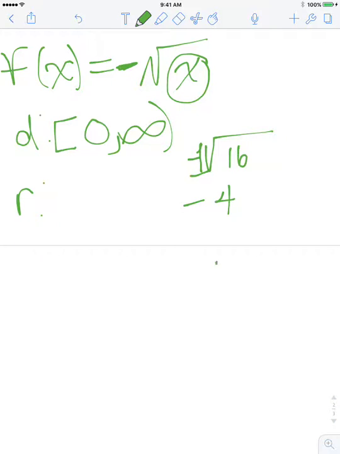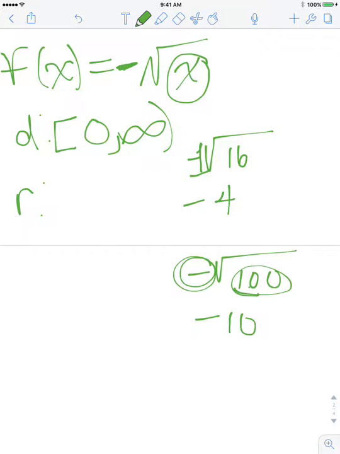What if I had negative the square root of 100? Well, negative square root of 100 is negative 10. Yes, you're probably thinking you can't have a negative value inside the square root, and I don't. But once I find the square root, I have to multiply that by negative 1, giving me negative answers. All my y values, all my answers are going to be negative, with the exception of 0.